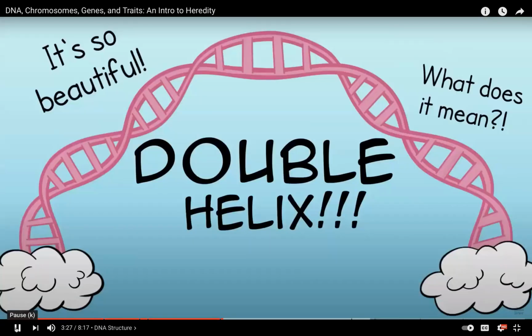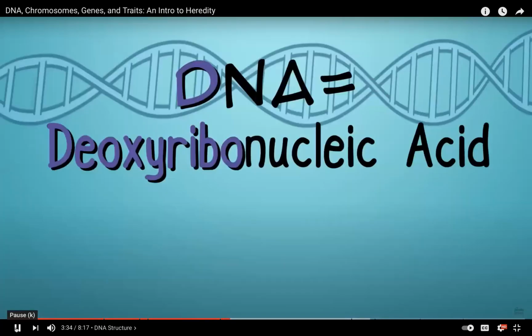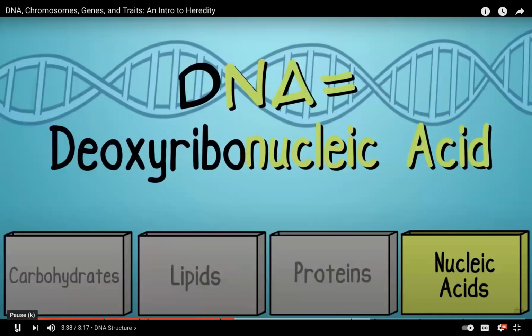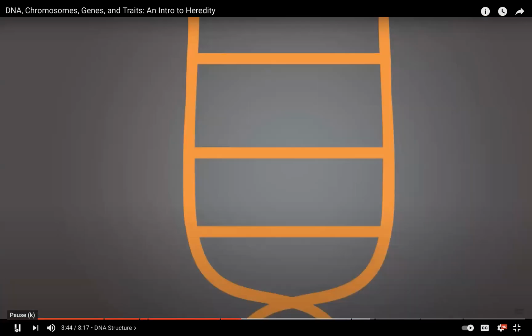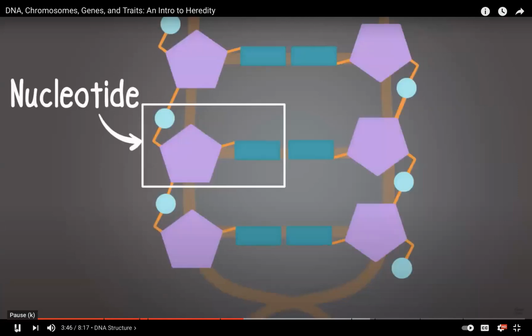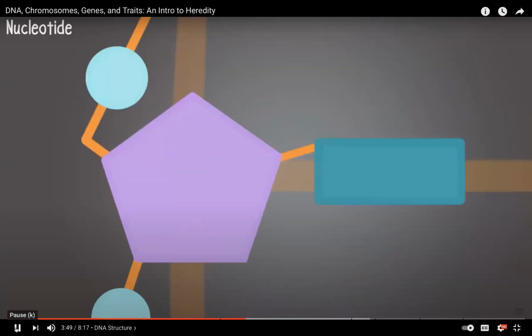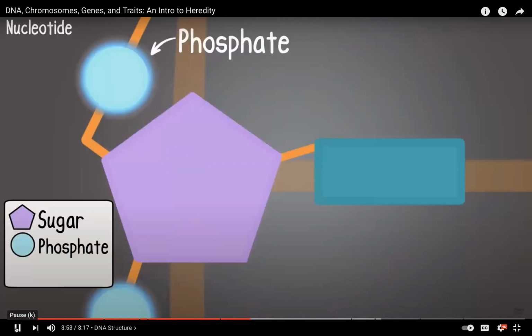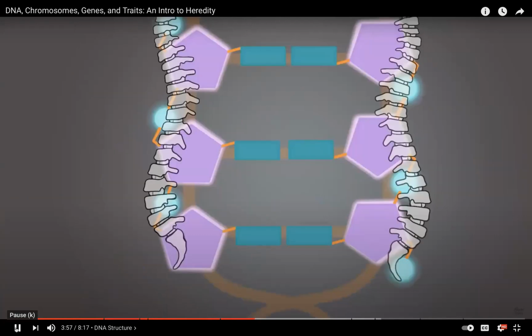DNA has a beautiful structure, and that structure will help you understand how inheritance works. DNA stands for deoxyribonucleic acid. It's a type of nucleic acid. If you remember from our biomolecules video, nucleic acids are a type of biomolecule. Nucleic acids are made up of building blocks called nucleotides. Nucleotides have 3 parts. One of them is a sugar called deoxyribose. One of them is a phosphate. We sometimes say DNA has a sugar phosphate backbone.